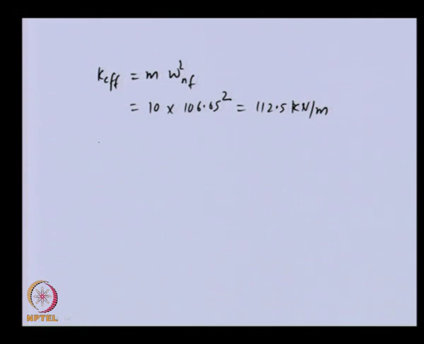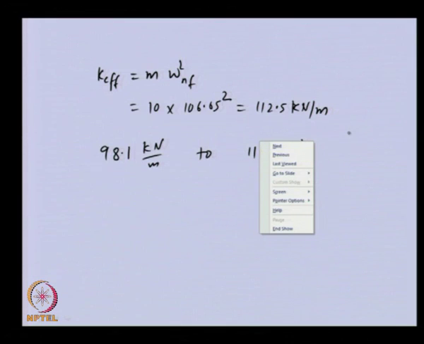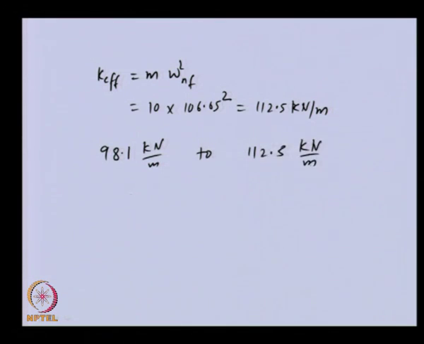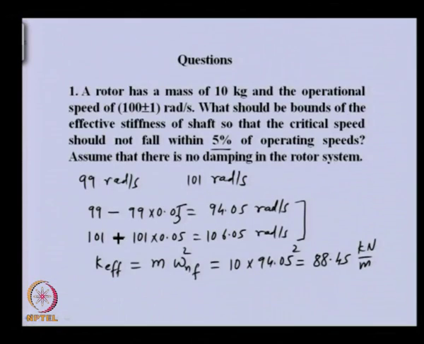That means the natural frequency should not fall between this range. Again, I am repeating this: the effective stiffness should not fall within the range of 98.1 kilonewton per meter to 112.5 kilonewton per meter to avoid resonance. If we choose the effective stiffness in this range, we will meet the requirement that the critical speed is not falling within 5% of the operating speed.